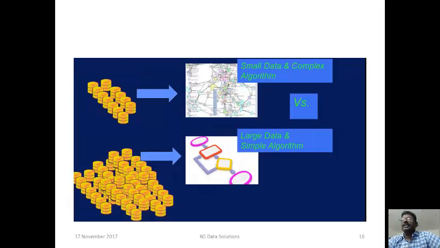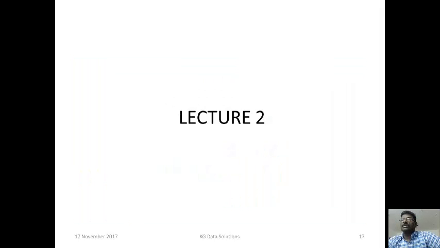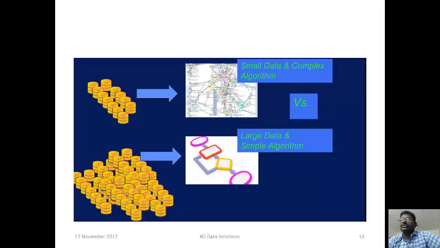So we have small data with a complex algorithm versus large data with a simple algorithm. So that is the thing.